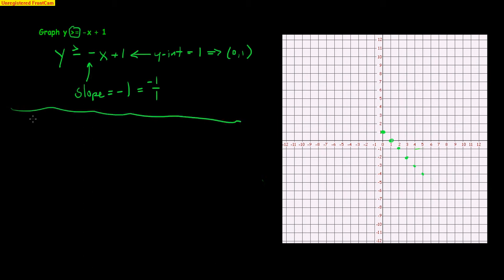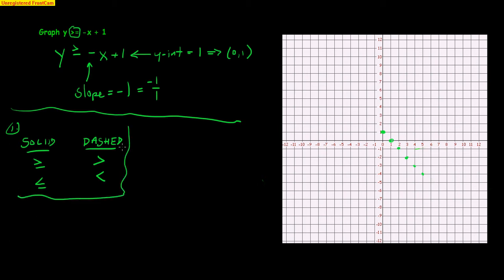Number 1. You could have a solid line that you're going to draw, or you could have a dashed line that you're going to draw. And there's no cutesy way to remember this. If you have this symbol or this symbol, it is a solid line. If you have this symbol or that symbol, it is a dashed line. You just have to know that. There's no cute way to do it.